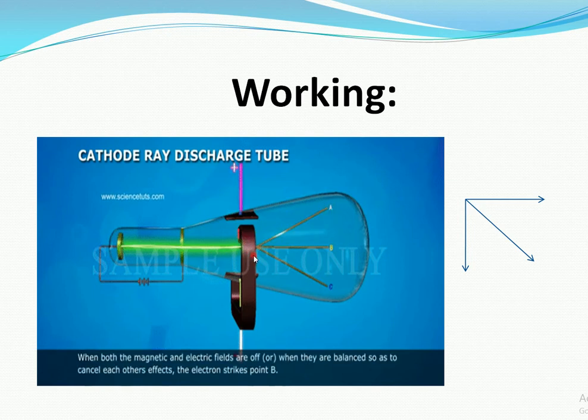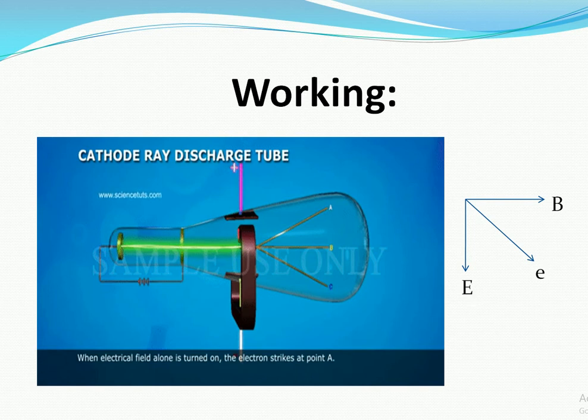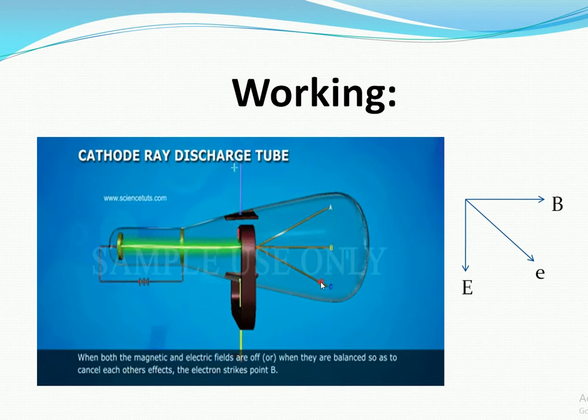When only magnetic field is applied, then because of the magnetic field, electrons are deflected in downward direction. This is because of Fleming's left hand rule. What is this rule? If the forefinger indicates the direction of magnetic field, if the middle finger indicates the direction of electric field, then the thumb represents the direction of motion of electron. So because of this, the electrons are deflected in downward direction because of the magnetic field.